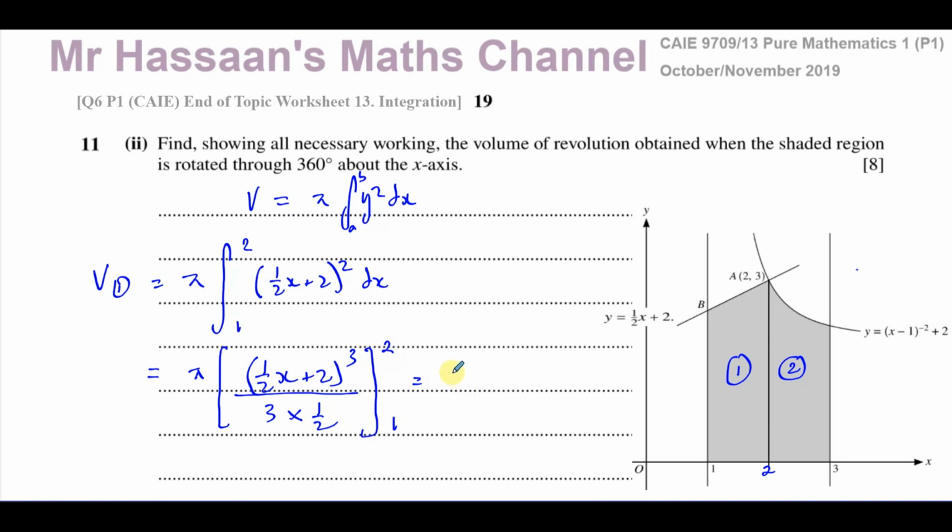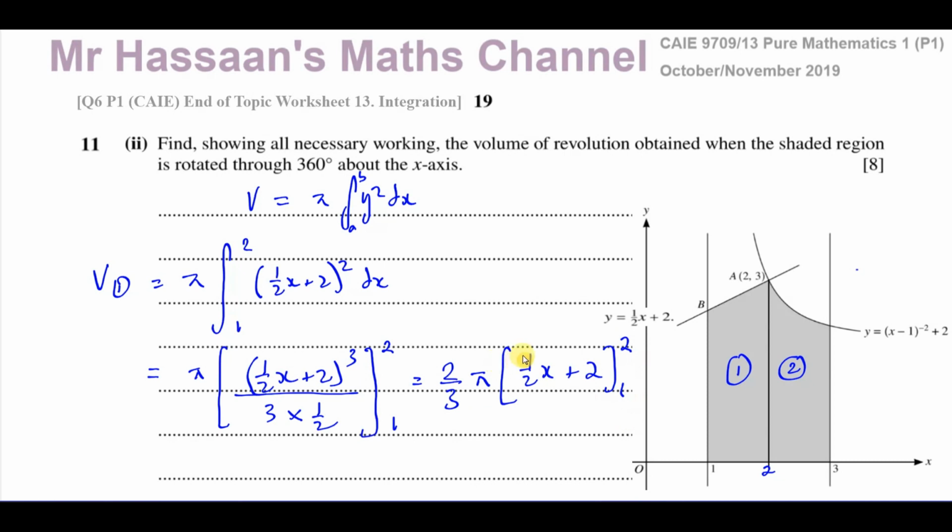Let me write this now a bit simpler. I know that 3 times a half is 3 over 2. When I divide something by 3 over 2, it's like multiplying by 2/3. So I'll have 2 over 3. And don't forget the pi. Don't forget the pi. The brackets, and inside here you have a half x plus 2, and you have the limits from 2 to 1.